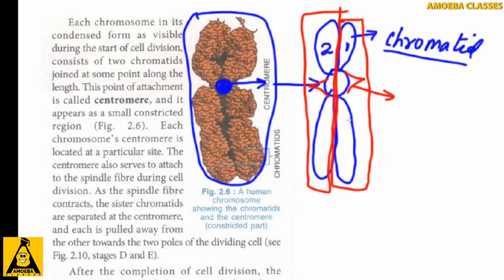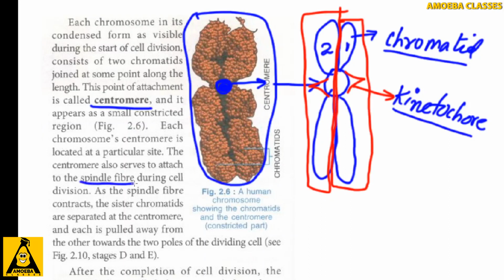Now in the centromere there is some structure like this originating from the centromere, and this is called the kinetochore. What is it called? Kinetochore. This kinetochore is the place where the spindle fibers join during the cell division. We will be discussing that in the next video. Okay. So over here you can see the centromere is written, and the spindle fibers during the cell division attach to the centromere. That is basically the kinetochore. Okay, so I hope you understood the structure of the chromosome.